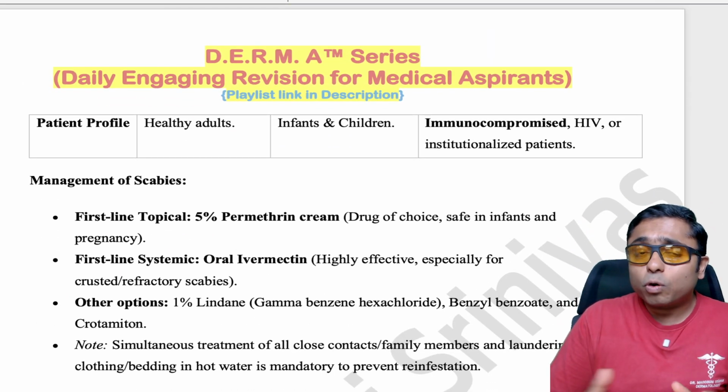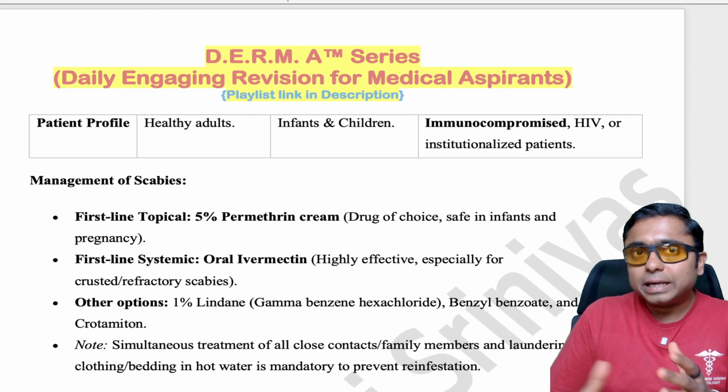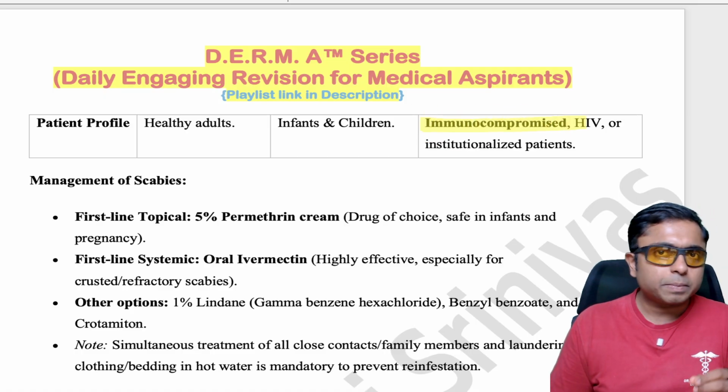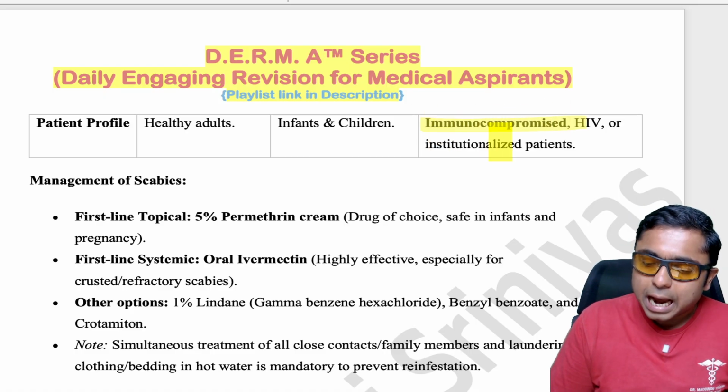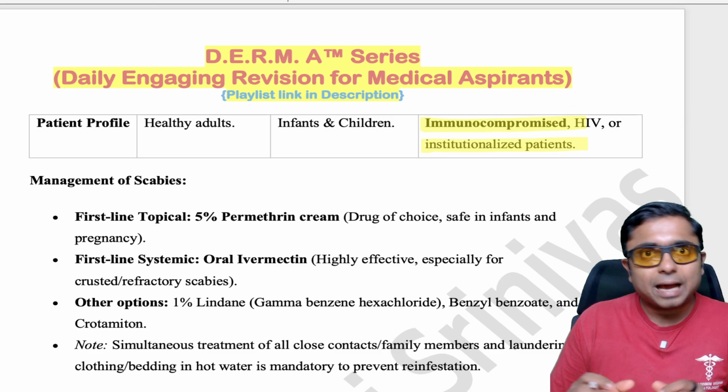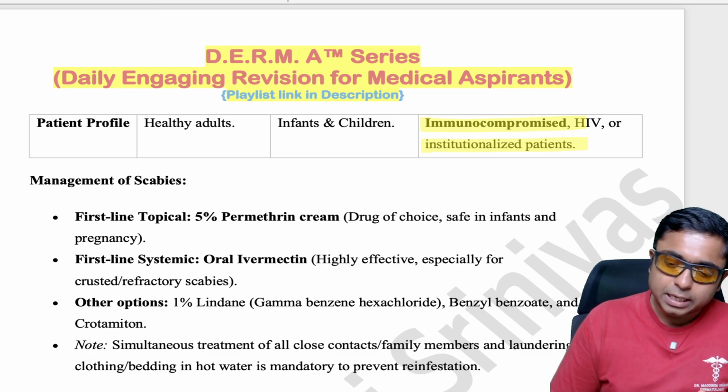And what are the important findings, or we can say associations, with Norwegian scabies? The patients who are immunocompromised because of HIV or chemotherapy, and also those who are mentally retarded or institutionalized patients, all of them are predominantly having a possibility to develop crusted scabies.